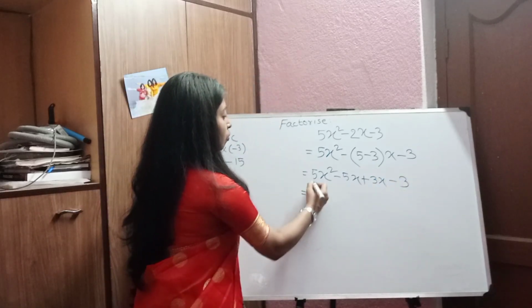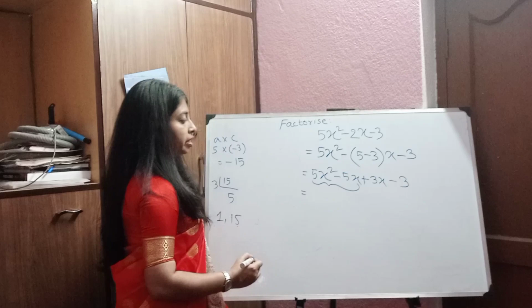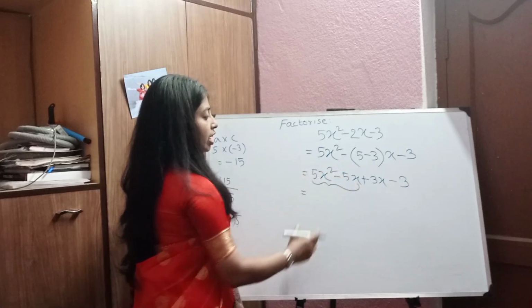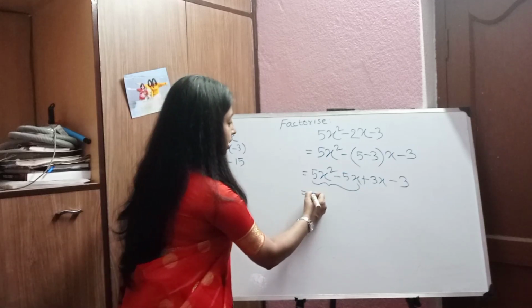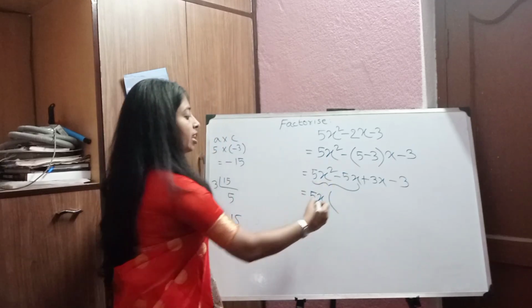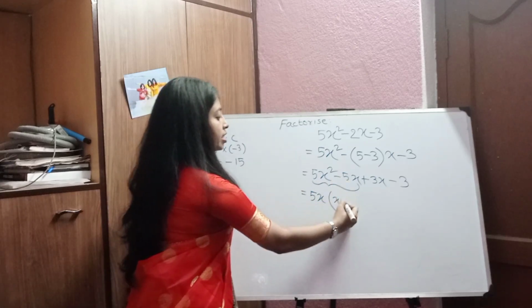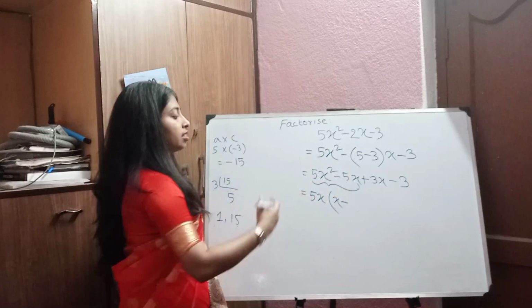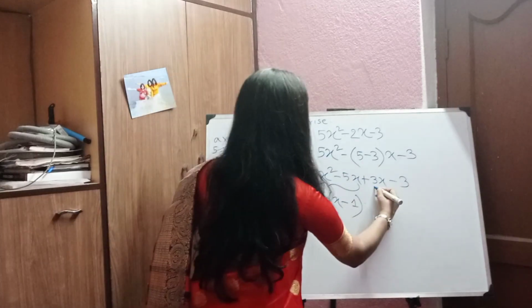In the next step, we will take these two and make a pair. Now in this pair, 5x square minus 5x, what are the common terms? That is 5x. If we take out 5x from 5x square, x is remaining. There is a minus sign in between, so we will write minus. And if you take out 5x from 5x, then 1 is the remaining.